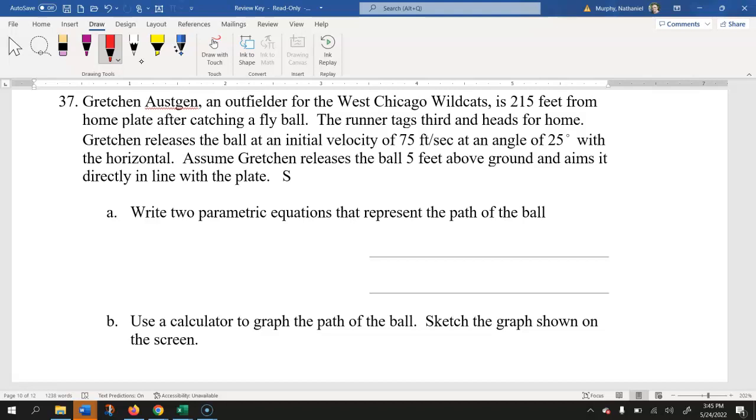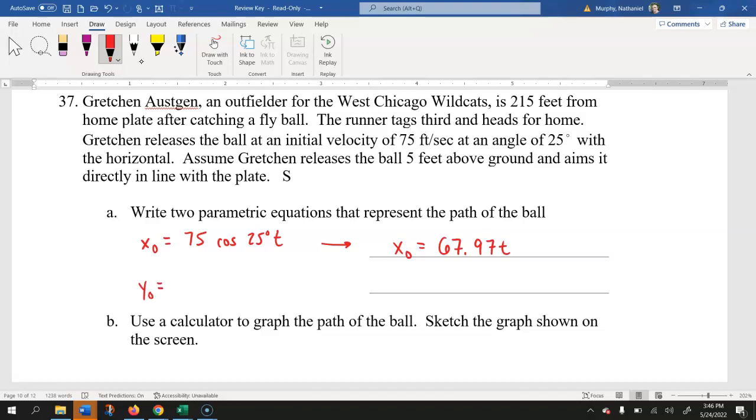All right, so we're going to write two parametric equations that represent the path of the ball. So remember, we have one dealing with the horizontal distance. We'll say x of t equals that initial velocity, which is 75 feet per second, so 75 times the cosine of the angle of 25 degrees times t. When you go to simplify that, since we're multiplying here, you can multiply 75 times the cosine of 25 degrees, and you get 67.97. So I'm just going to simplify this to say that the horizontal distance would be 67.97 times t.